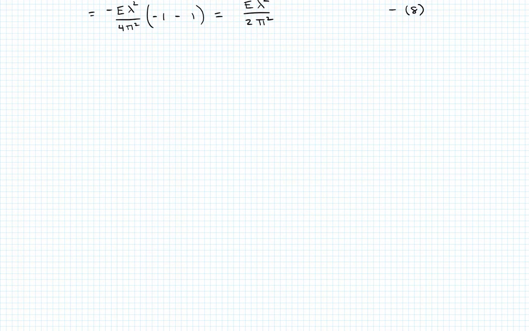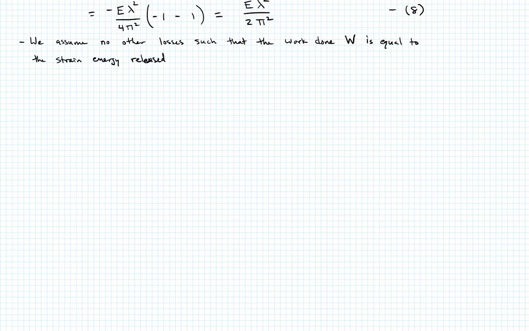So for this analysis, we're going to assume, at least initially, that no other losses occur such that the work done, that we'll call W, is going to be equal to the strain energy released. Okay, and of course we'll say this is all per unit volume. So what that means is that the work done per unit volume is going to be equal to the strain energy released per unit volume. We'll call that equation 9. All that is energy in equals energy out when it's all said and done. And so the work done must be equal to the energy that was required to create those 2 crack faces.